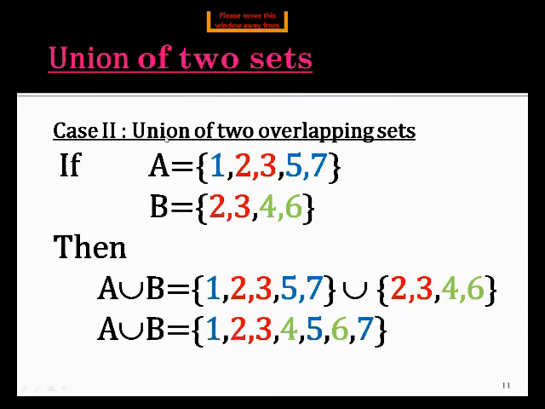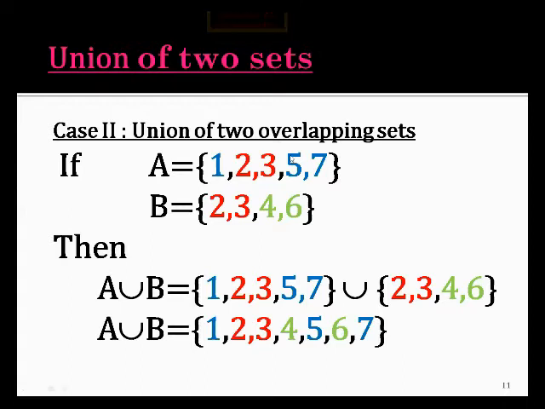Now we move towards another case for the union. Case number 2 is the union of two overlapping sets. When the sets are overlapping, how do we find the union? If we have a set A equal to {1, 2, 3, 5, 7} and a set B equal to {2, 3, 4, 6}, as you see, students, both sets are overlapping sets. The numbers in red are common to both sets. From the definition of overlapping sets, we know there is at least one common element, but here we have two elements common to both sets. Such sets are called overlapping sets.